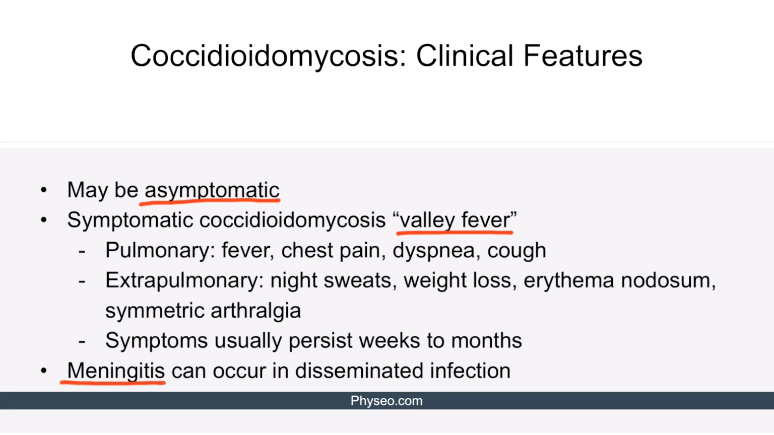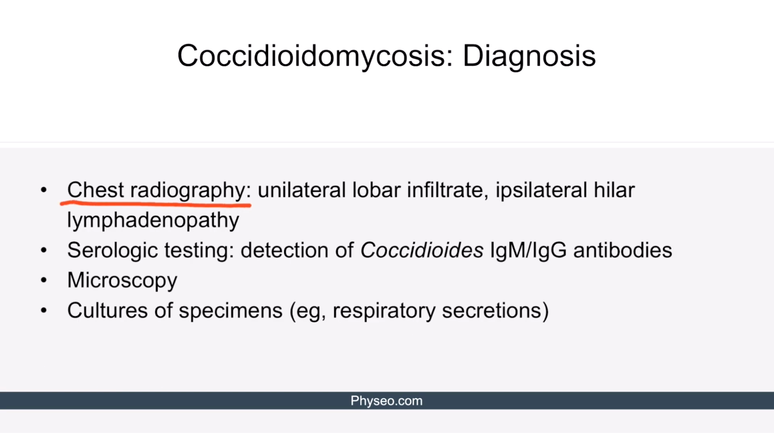So how do you diagnose it? Well, on chest radiography, there will be unilateral lobar infiltrate, as well as ipsilateral hilar lymphadenopathy. And that's interesting because in the other two conditions, histoplasmosis and blastomycosis, it was more diffuse and bilateral. And serologic testing should be performed, and that's to detect the coccidioides IgM or IgG antibodies. And then microscopy and cultures of the specimens that you obtain, for example, from respiratory secretions, can also be considered.